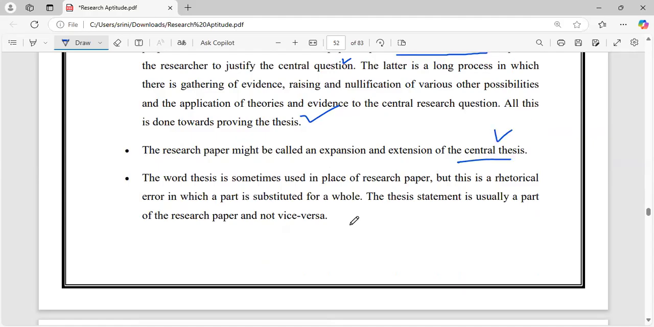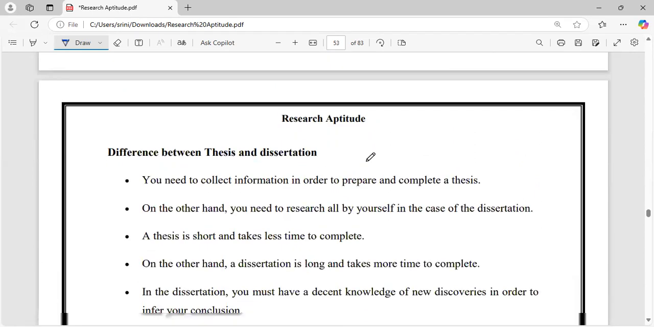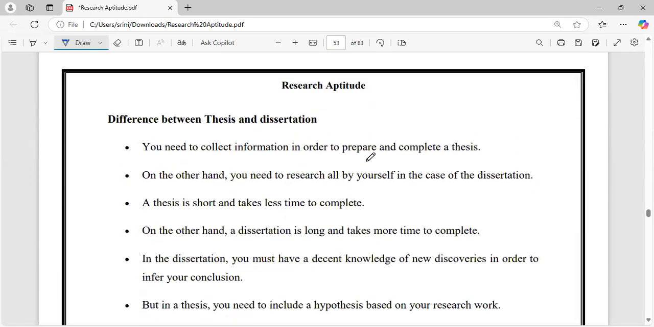The word thesis is sometimes used in place of research paper, but this is a theoretical error in which a part is substituted for a whole. A paper can be considered as a part of a thesis. The thesis statement is usually part of the research paper and not vice versa. Okay. Difference between thesis and dissertation.